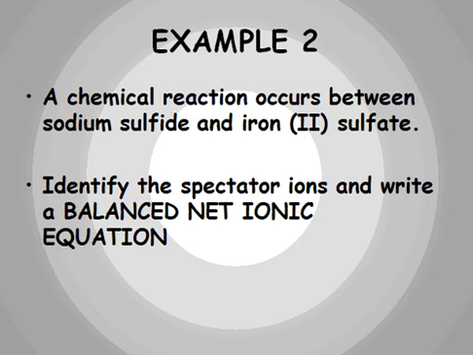So for example, if you have a chemical reaction between sodium sulfide and iron 2 sulfate, what I want you to do now is pause the video and identify the spectator ions and write a balanced net ionic equation. Once you have done that, turn the video back on and I will walk you through the answer. So here we go.